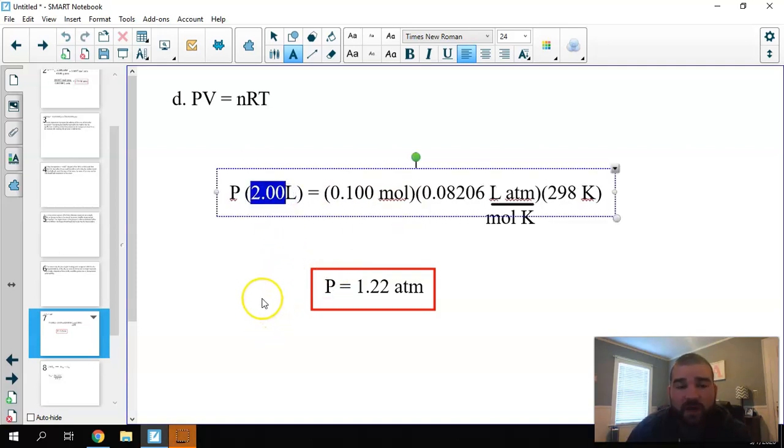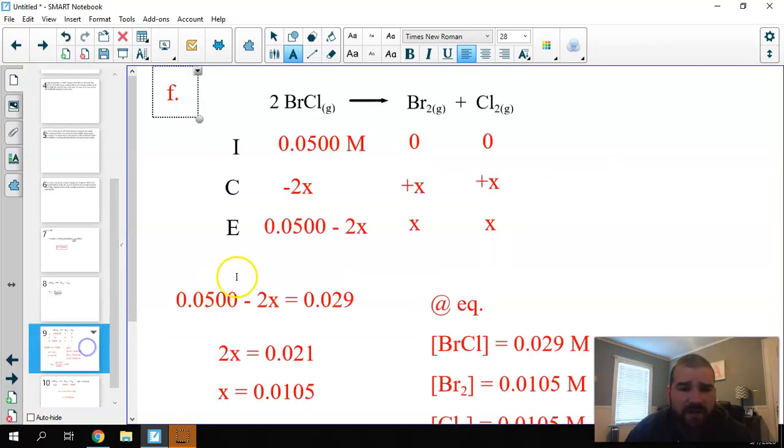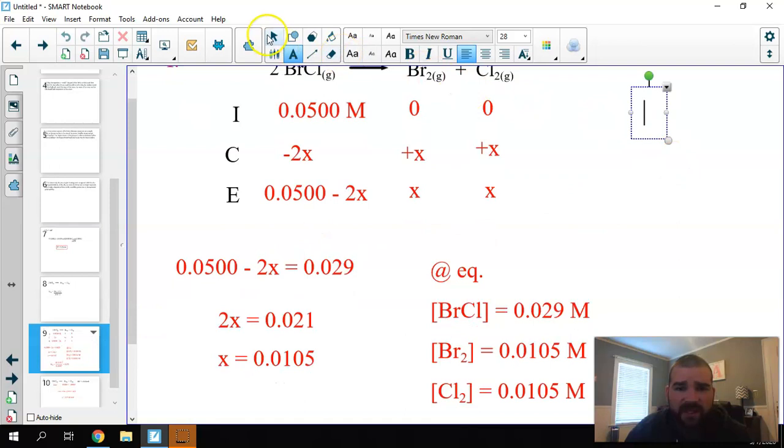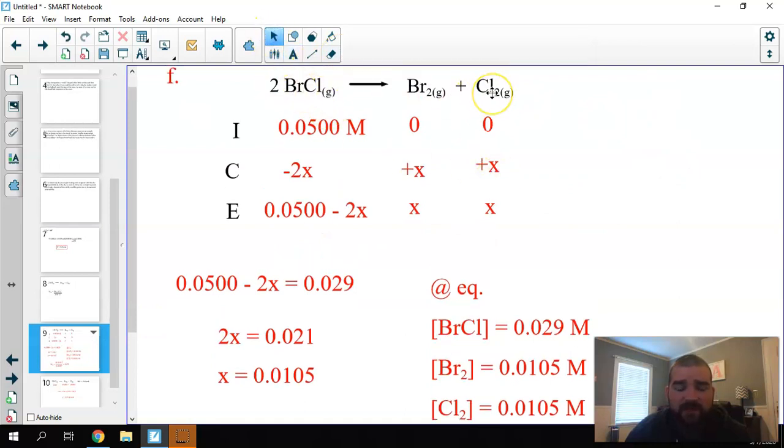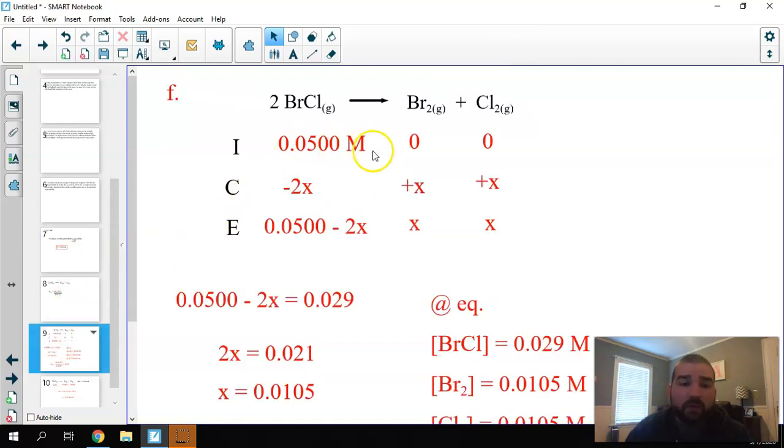So either which way you do this, whether you use the pressures because this is an all gas equilibrium, or whether you use the molarities because it's also available to us, it doesn't matter. You can use either one. I chose to use molarity. And what I'm doing here then is I'm setting up an ICE table for this decomposition. Okay, here's my reaction. My initial molarity is this, and again, that's solved from taking the 0.1 moles divided by the 2 liters, which gives me 0.05 molar.